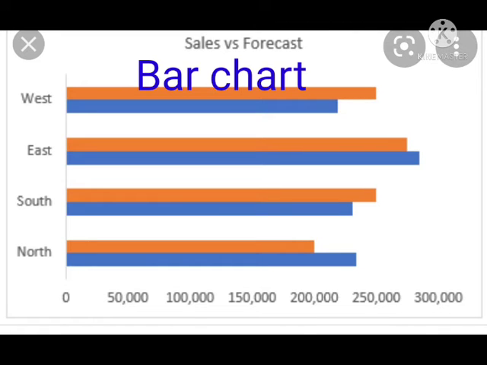Now let's discuss the types of charts that are available in MS Excel. The first one is the bar chart. This chart shows the data comparison between individual items. We use long rectangular rods or bars to represent the data, and in this chart we use the categories on the vertical axis and the values on the horizontal axis, as you see on the screen.